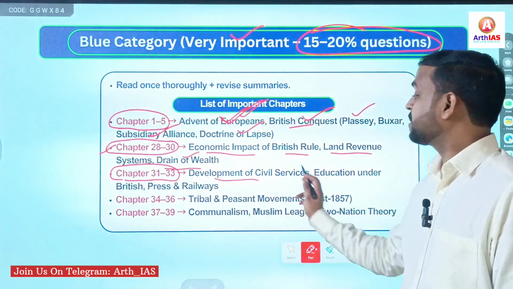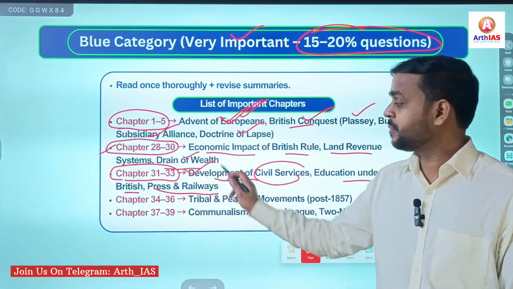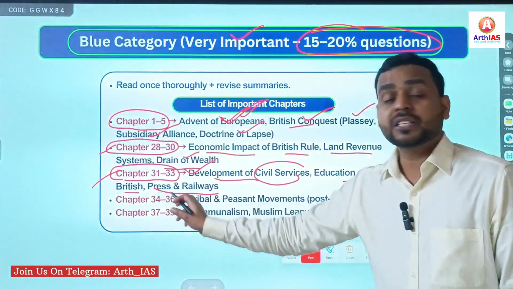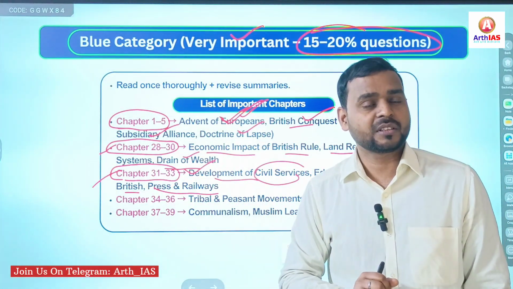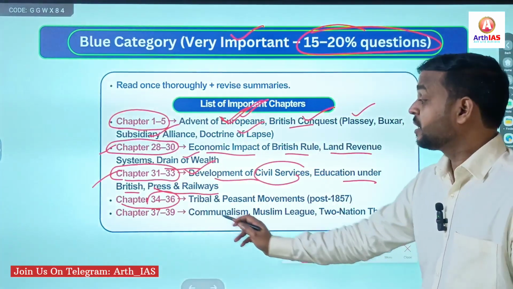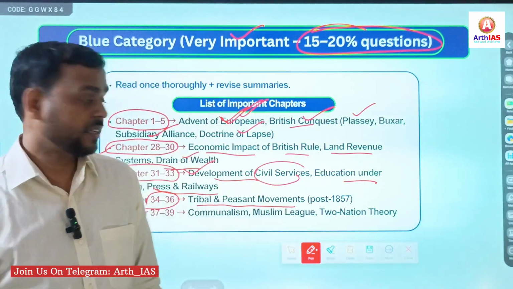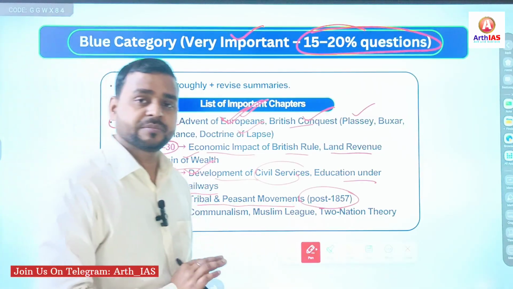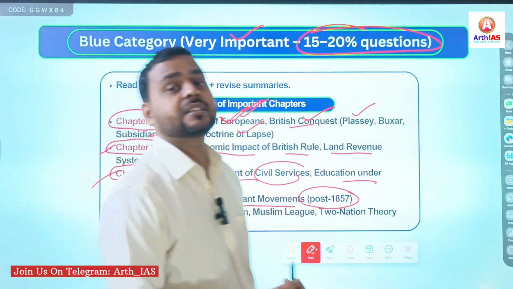Here, the development of civil services, education under the British, press and railways. Again, this is very important. Mostly here you will focus on governor generals and the incidents or events that took place during their tenure. Clear? Then comes chapter 34 to 36. Here, focus on tribal and peasant movements after 1857 till 1947, right? And lastly, chapter 38 and 39.